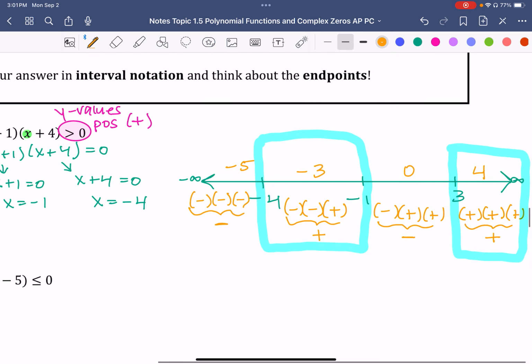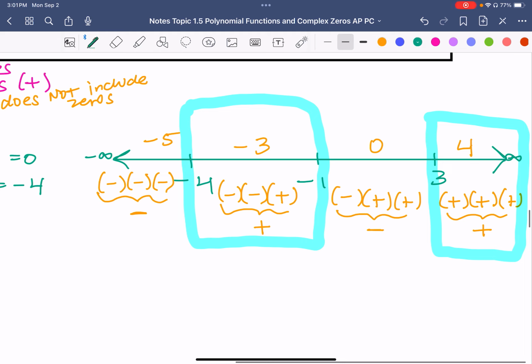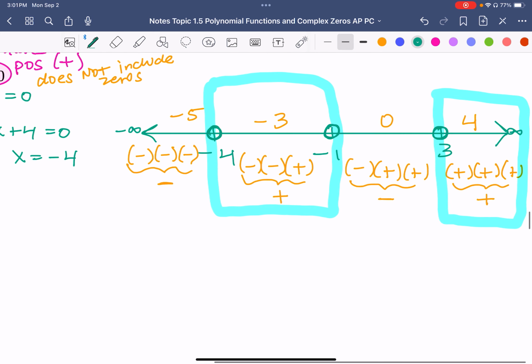That does not include the zeros. Okay, as a visual reminder, I would also recommend on your number line, when you have your zeros, put them as an open circle, and that'll just help remind you, okay, I am not including those zeros, so when I put my answer, I need to make sure I use parentheses instead of brackets. Okay, so I'm only going to include the intervals where we are positive. So parentheses, -4 to -1, close parentheses, union, and then 3 to positive infinity. Okay.